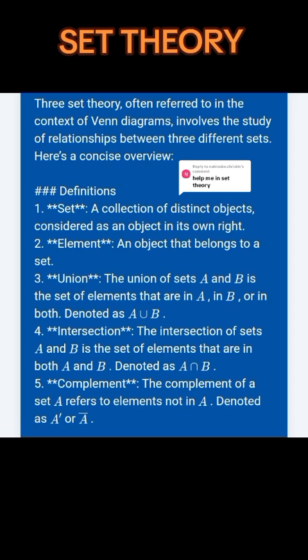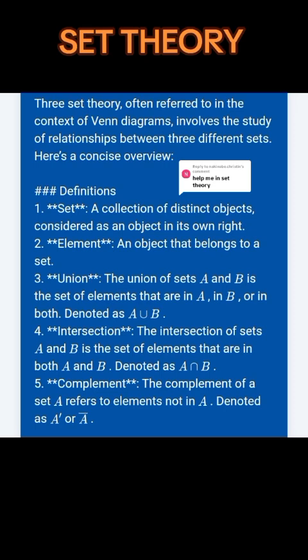So the concepts that we use in set theory: the first one is all about a set. A set is just a collection of distinct objects considered as an object in its own right. We can have the set of boys, the set of girls, the set of pencils, among others. Then second, you have the elements, and these are just objects that belong to a set.